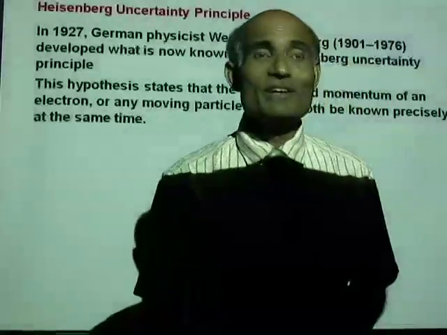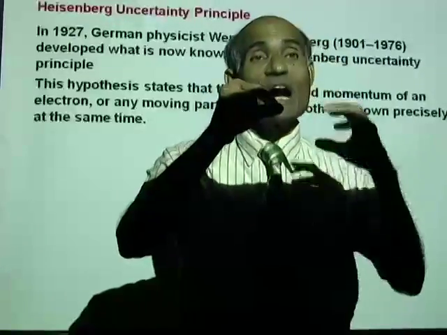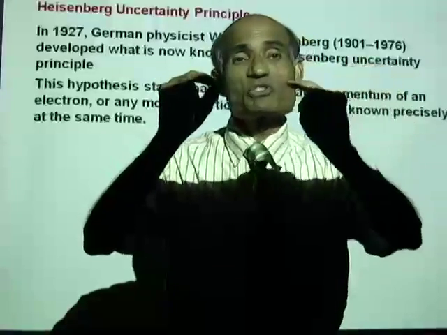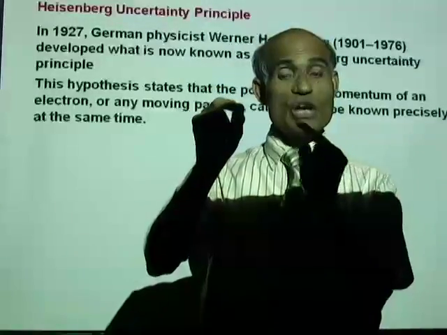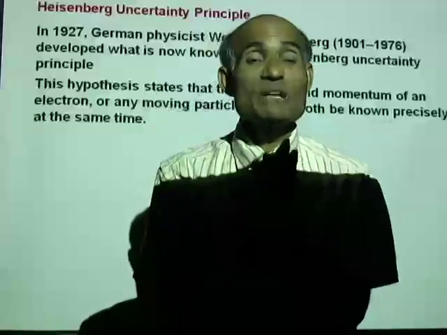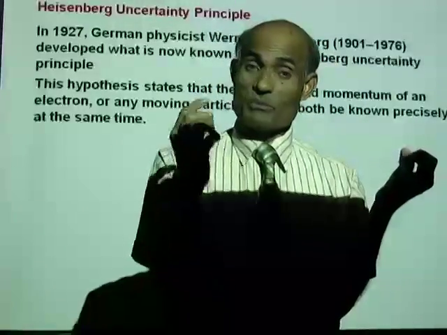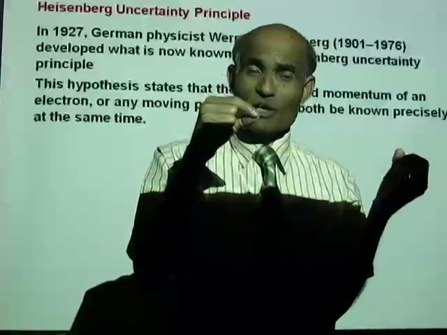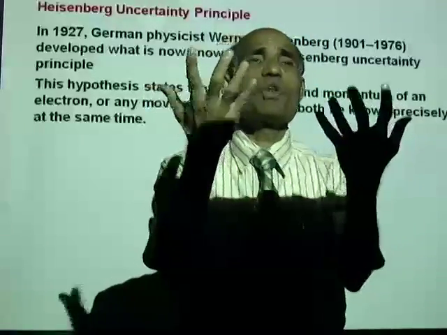In other words, if I try to measure exactly where the electron is, I lose information about its velocity. If I try to measure precisely the velocity of a moving electron, I lose information about its position. That is what it means. Now, how can that be? Well, remember, an electron is such a very minute, tiny particle. If you want to locate a particle, now, how do you locate me?